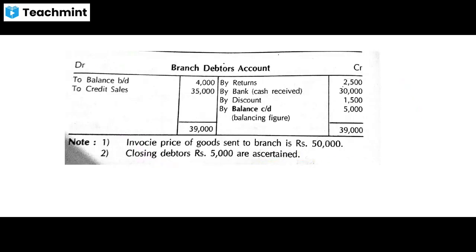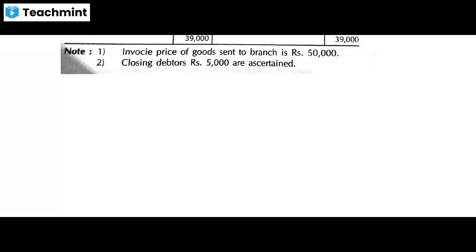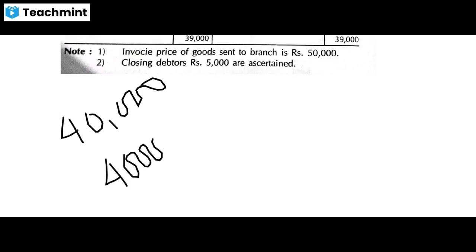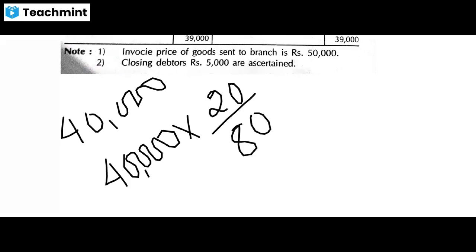ನೋಟ್ ಹಿಯರ್ ಈಸ್ ದ ಪ್ರೈಸ್ ಆಫ್ ಗೂಡ್ಸ್ ಸೆಂಟ್ ಟು ಬ್ರಾಂಚ್ ಈಸ್ 50,000. How? ಸೊ 50,000 ಹೇಗ್ ಬಂತು ಅಂತ ಹೇಳಿದ್ರೆ, ಇನ್ವಾಯ್ಸ್ ಪ್ರೈಸ್ ಅಲ್ಲಿ ಕೊಟ್ಟಿರೋದು ಹೇಗ್ ಬಂತು ಅಂತಂದ್ರೆ, ನಮ್ಗಲ್ಲಿ ಕಾಸ್ಟ್ ಪ್ರೈಸ್ ಅಂತ ಹೇಳಿ 40,000 ಕೊಟ್ಟಿದ್ದಾರೆ ಪ್ರಾಬ್ಲಮ್ಸ್ ಅಲ್ಲಿ, ಗೂಡ್ಸ್ ಸೆಂಟ್ ಟು ಬ್ರಾಂಚ್. ಸೊ ಅದನ್ನ ಇನ್ವಾಯ್ಸ್ ಪ್ರೈಸ್ ನಾವು ಕನ್ವರ್ಟ್ ಮಾಡ್ಬೇಕು ಅಂತಂದ್ರೆ 40,000 ಇಂಟು ನಮ್ಗಿಲ್ಲಿ 20% ಆನ್ ಸೇಲ್ಸ್ ಅಂತ ಕೊಟ್ಟಿದ್ದಾರೆ, ಅಂದ್ರೆ 20 ಪ್ರಾಫಿಟ್ ಆಯ್ತು ಟೋಟಲ್ ಸೇಲ್ಸ್ ಅಲ್ಲಿ, 80 ಕಾಸ್ಟ್ ಅಂತ ಆಯ್ತು. ಟೋಟಲ್ ಏನಾಯ್ತು 100 ಸೇಲ್ಸ್ ಅಂತ ಆಗತ್ತೆ.